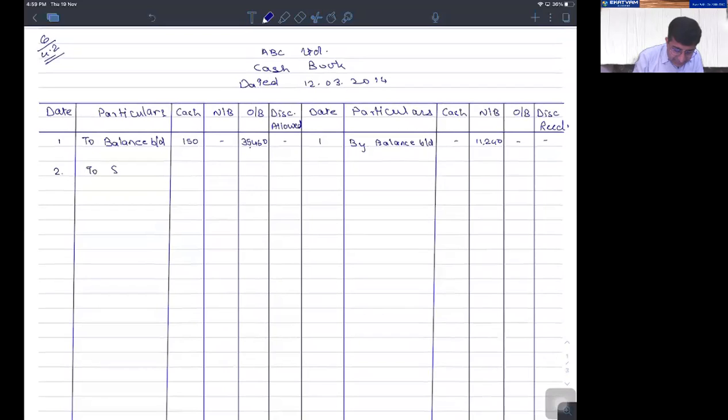Two sales in the National Bank column 1250, and then at the same time there are the charges being levied. So by bank charges, how much? Rupees 5 in the National Bank column, because the money went out of the same check. You get that?